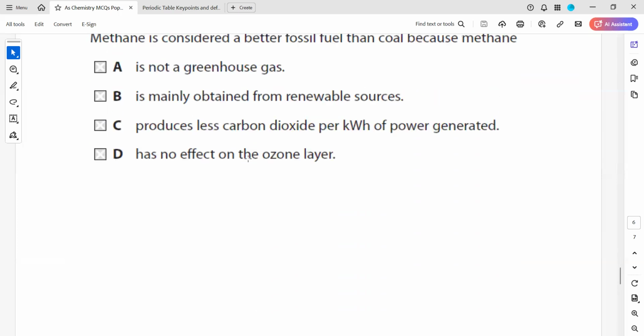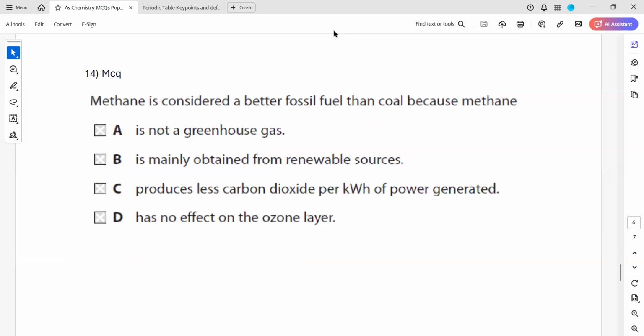Question 14, any doubt? In question 14, methane is considered a better fossil fuel than coal because methane is not a greenhouse gas? No, it's not the case. Methane is a greenhouse gas. Is it mainly obtained from a renewable resource? That is also wrong.